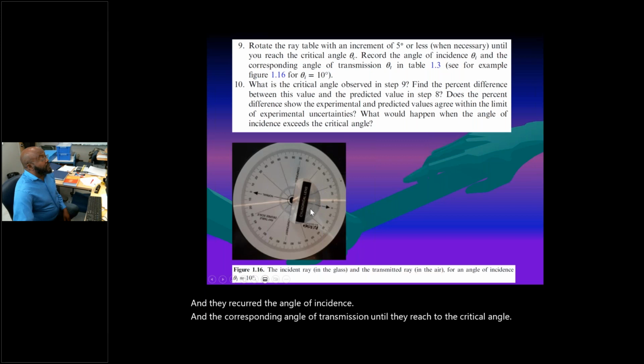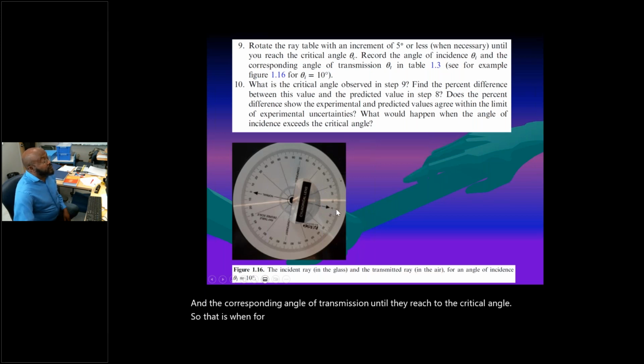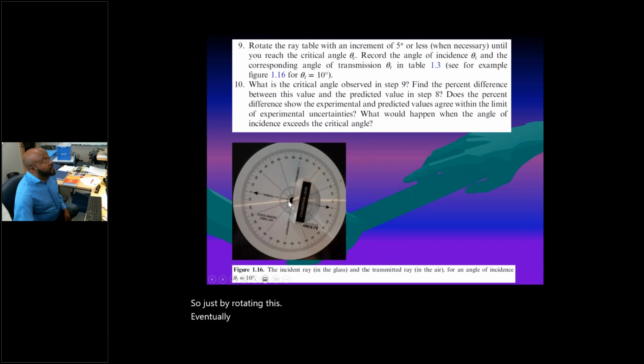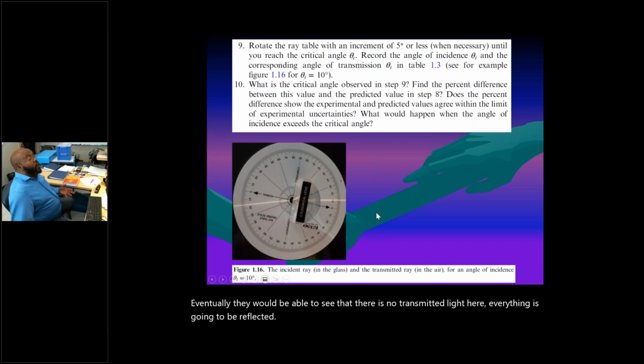So that is when, for example, it's rotated by 10 degrees. That's going to be the angle of incidence for the light going from glass to air, and that's going to be the angle of transmission. So just by rotating this, eventually they would be able to see that there is no transmitted light here. Everything is going to be reflected. So the goal is to find that angle.